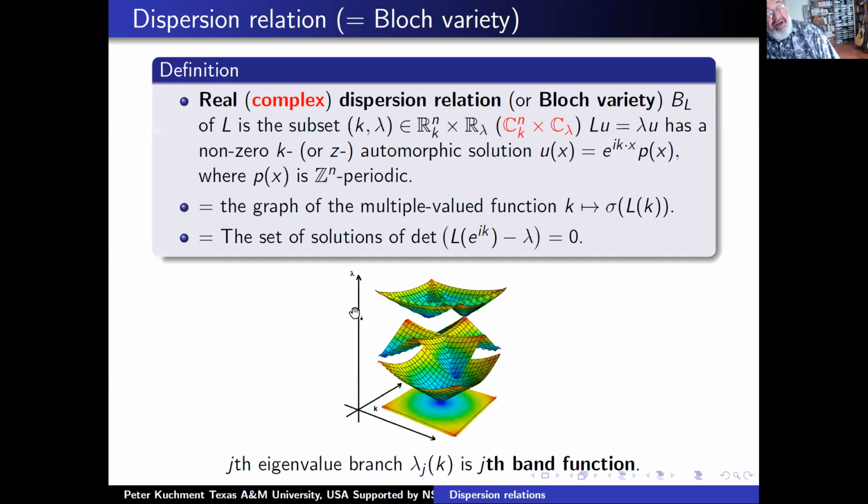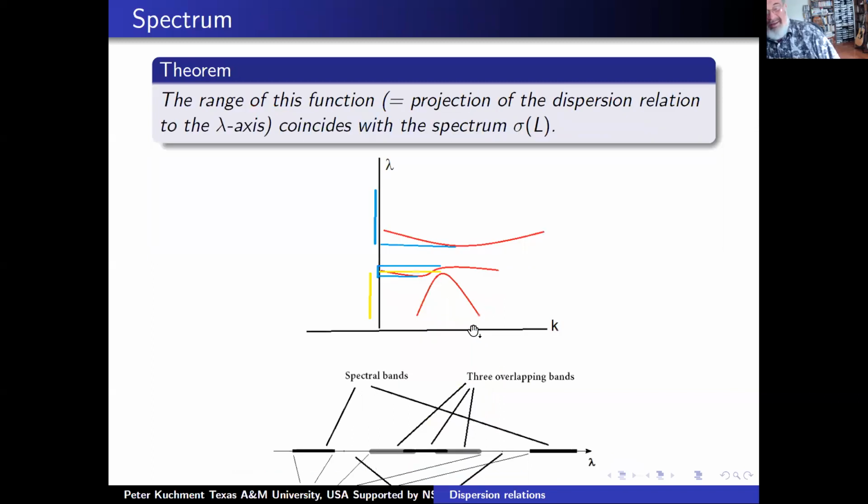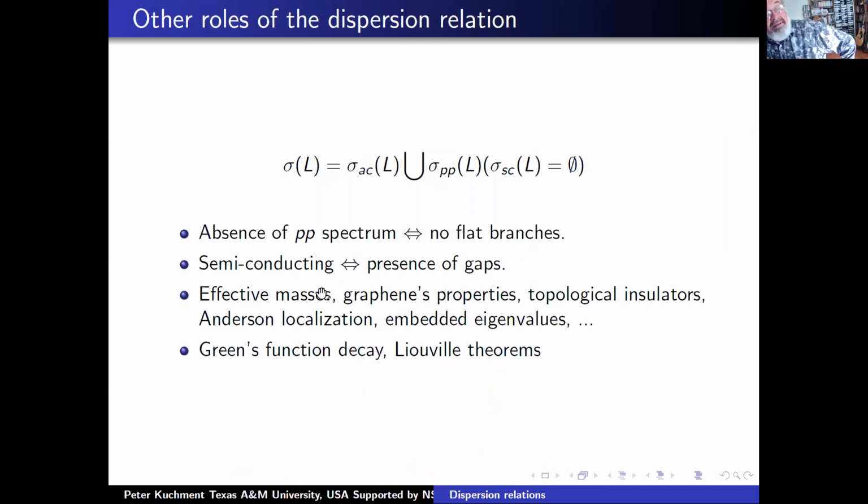So how can you try to prove that there is no flat part? Flat part means that no matter what K you pick, you have the same lambda. So the standard trick is you go to the domain of complex non-physical lambdas, you go somewhere far away in the complex domain, and over there you prove that this lambda is not in the spectrum. That's it. So you don't have this flat part. So absence of pure point spectrum is absence of flat branches. And for PDEs, it's almost done, but not completely.